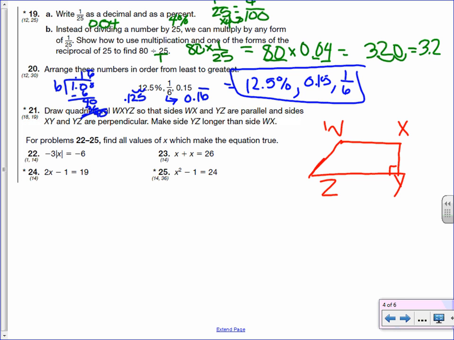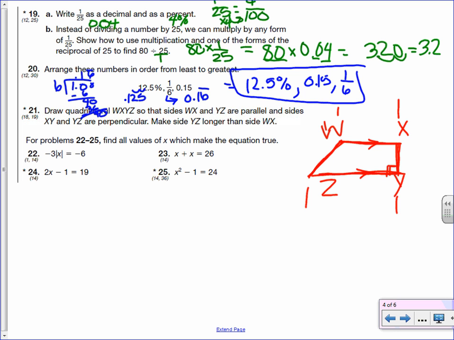So we double check all of our conditions. WX, which is this side right here, is parallel to YZ, this side right here. Okay, the arrows show that they're parallel. XY, which is this side, and YZ, which is this side, are perpendicular. And then YZ, right here, is longer than WX.